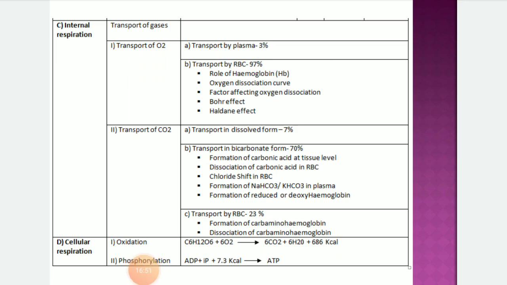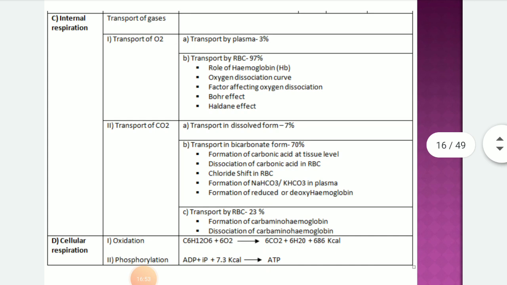This is the summary of what we have done today. We have learned about internal respiration and cellular respiration. Internal respiration is basically concerned with the transport of gases. What gases? First, transport of oxygen, and second, transport of carbon dioxide. What have we discussed in the transport of oxygen? First, transport by the plasma, approximately 3% in the dissolved form. Second, transport by RBC, that is 97%.